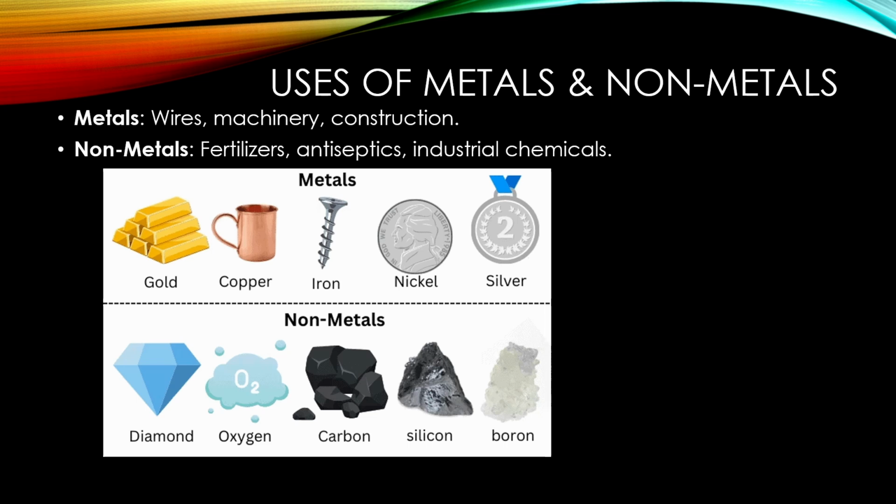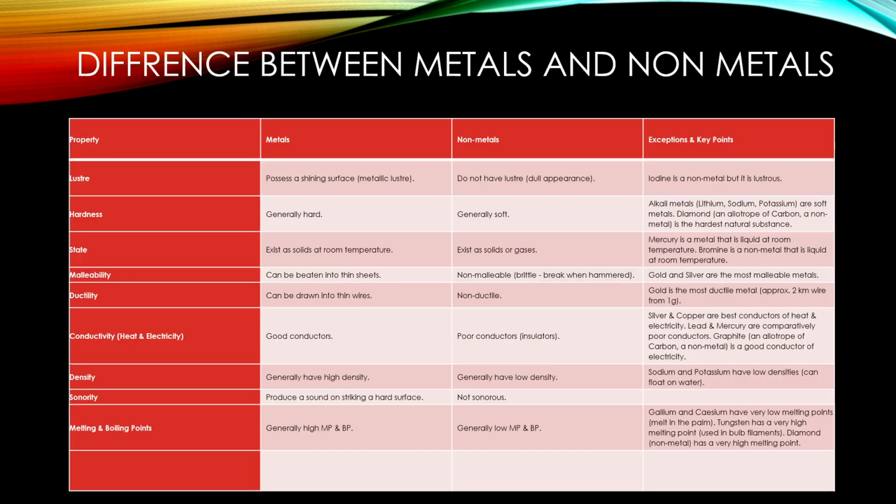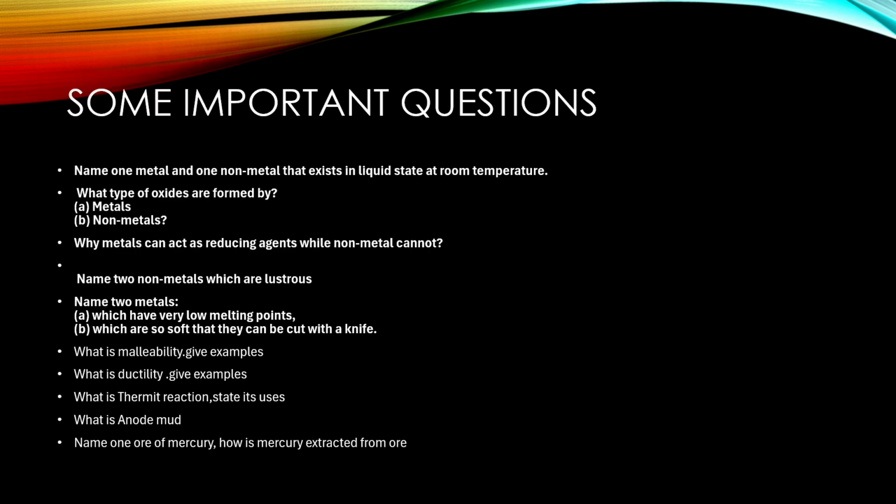These are the examples of metals and non-metals. The difference between metals and non-metals is a frequently asked question. As I've said earlier, metals have luster, non-metals do not. Metals are malleable, non-metals are not. Metals are ductile, non-metals are not, and so on. These are some of the important questions which are usually asked. Pause the video and answer the questions.